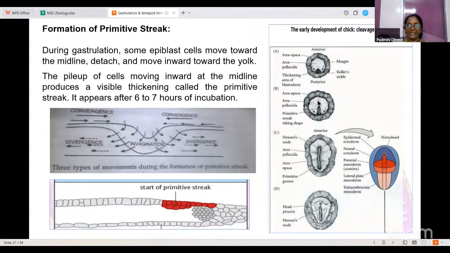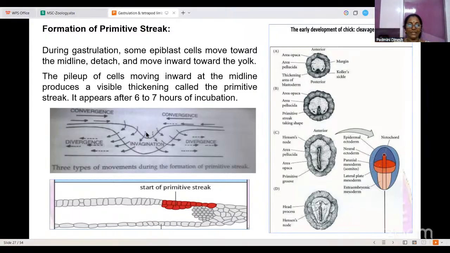As the cells move over there, slowly a primitive streak is going to be formed over here. So that is the primitive streak. The Hensen's node is going to be formed. That's the area pellucida, that's the area opaca over there. And you have the primitive groove over there. What's a primitive groove? The groove is a place.